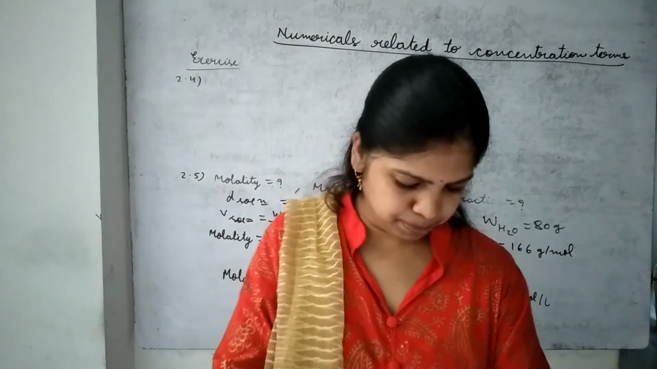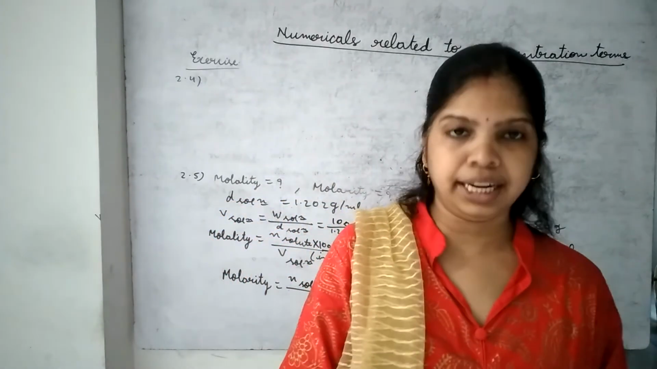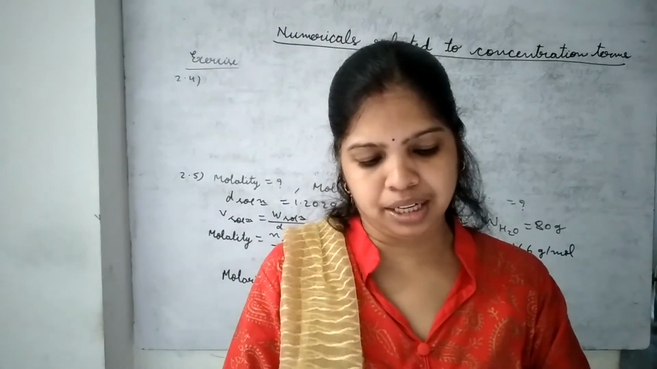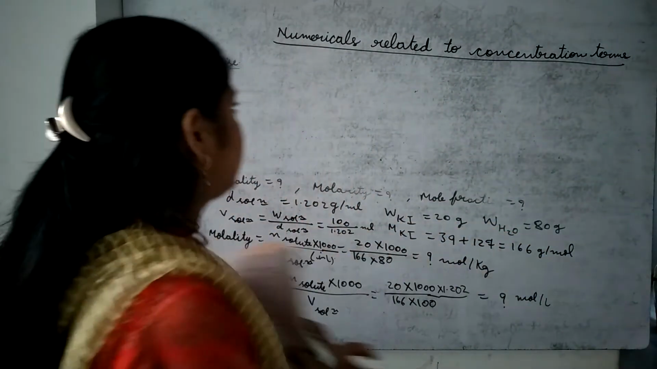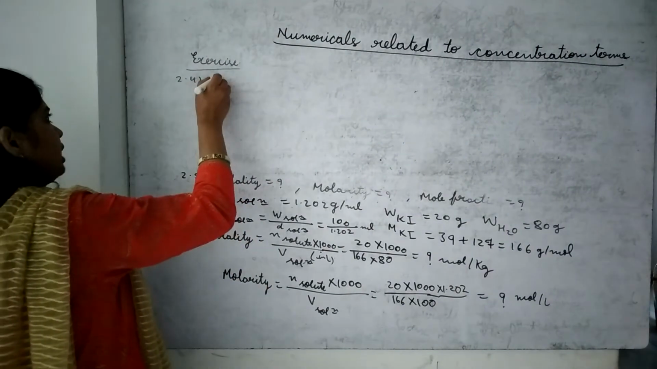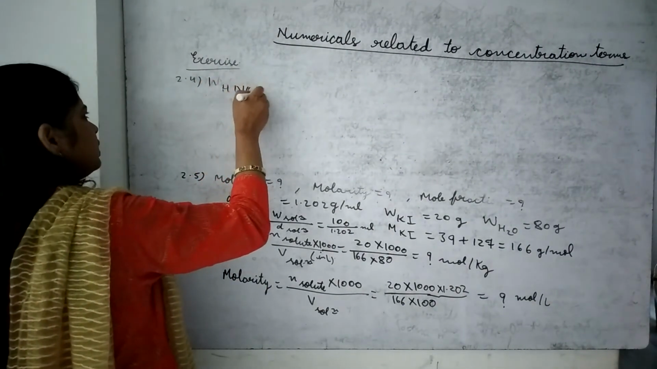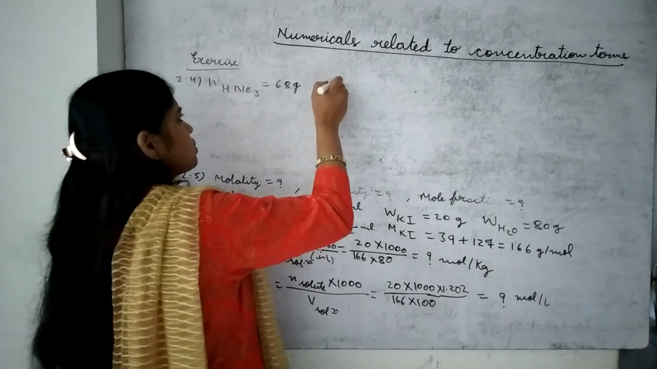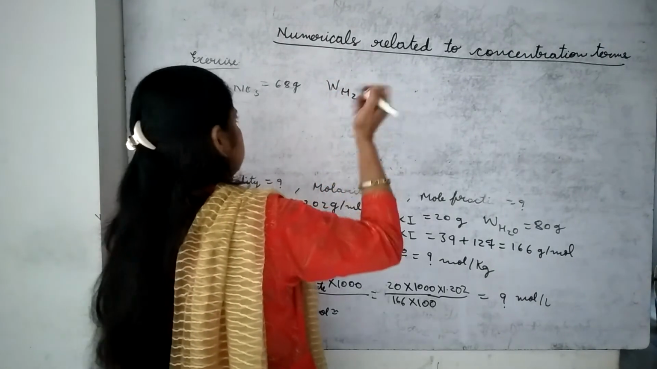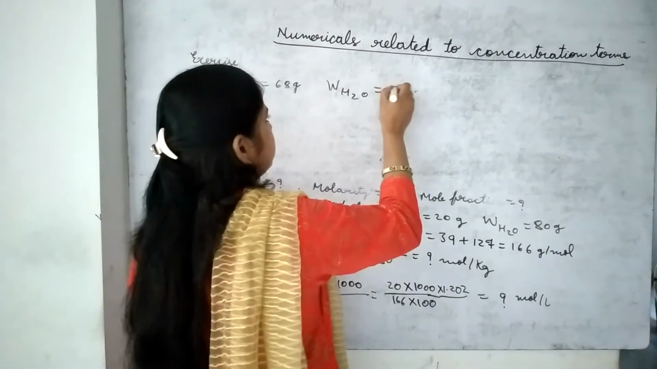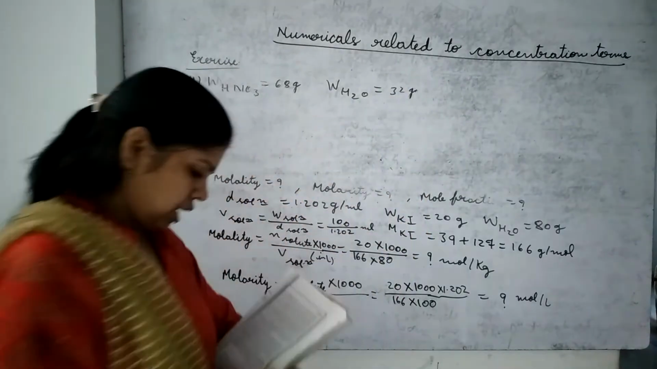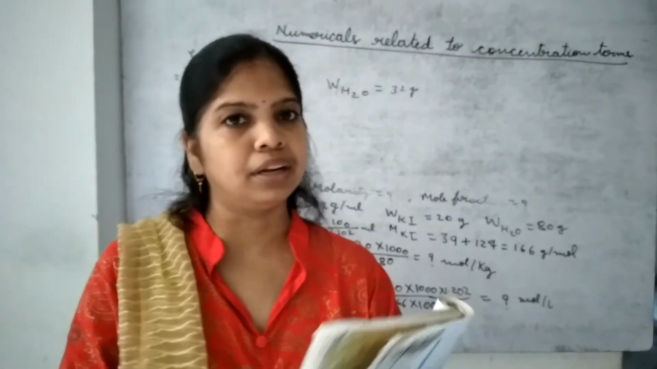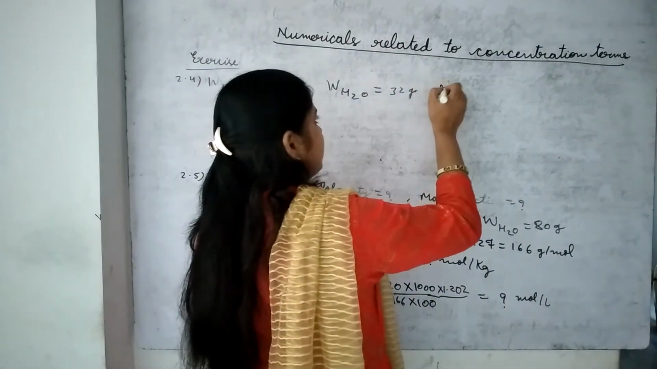Now it has been given: concentrated nitric acid used in laboratory work is 68% nitric acid by mass in aqueous solution. That means the mass of nitric acid is 68 gram and the mass of water is 100 minus 68, so it will be 32 gram. Now it has been asked what should be the molarity of such a sample. Here we are going to find molarity.